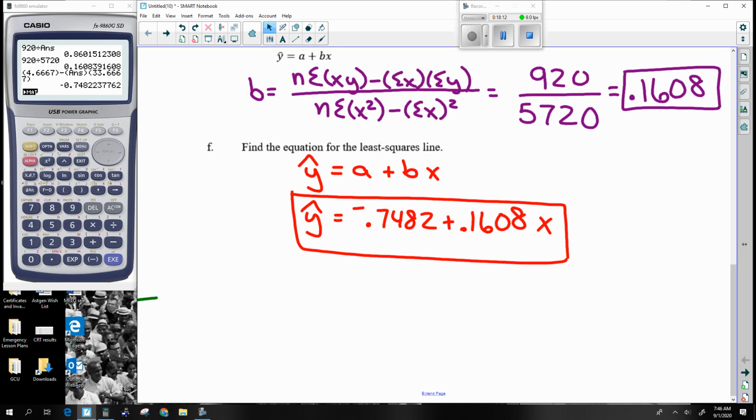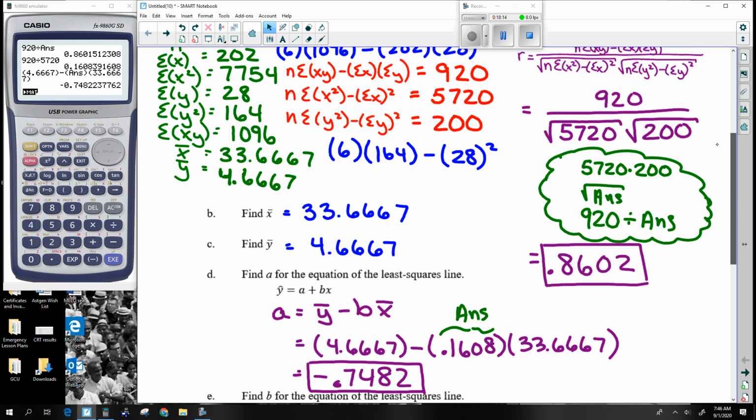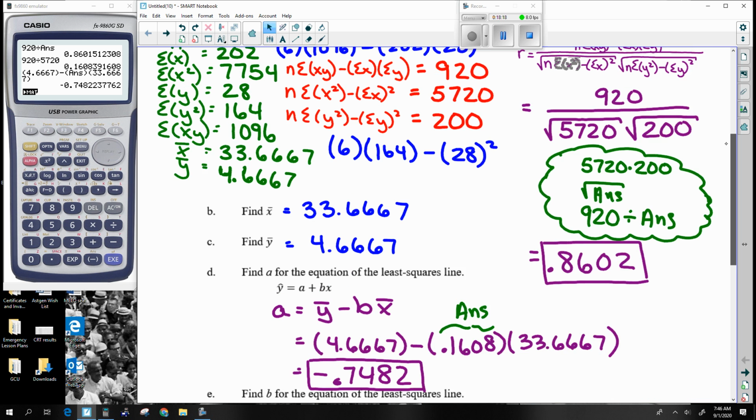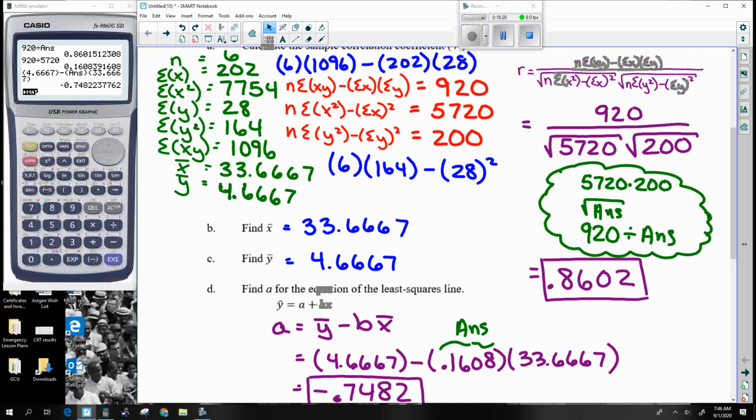The very first question, the correlation coefficient R, 0.8602, is a description of how good that line is. I'll tell you what that means in the next couple of lessons. But this is a pretty good line. It's pretty accurate.